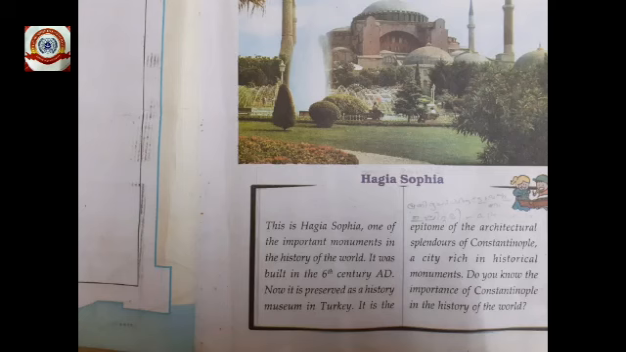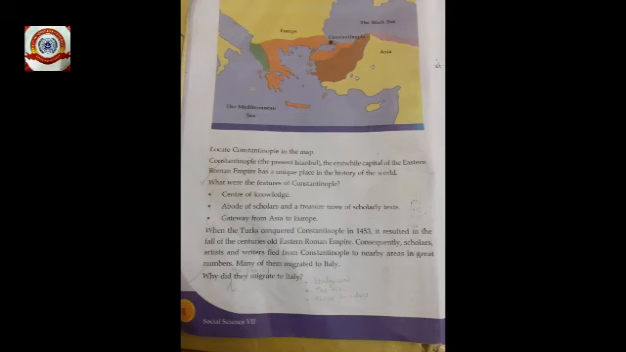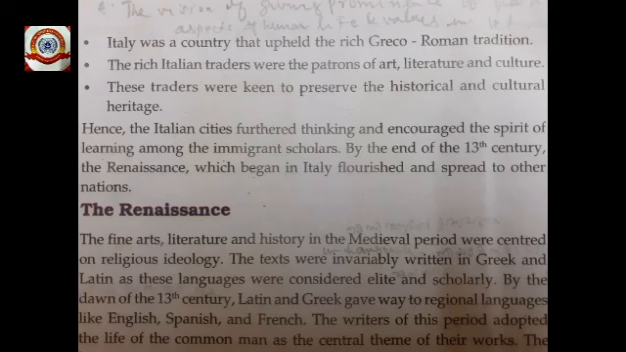Let's take a review of what we learned today. We learned how Constantinople became a unique place in the history of the world and why many scholars migrated to Italy, and also learned that by the end of 13th century the Renaissance which began in Italy flourished and spread to other nations. Students, for today I am winding up the class.